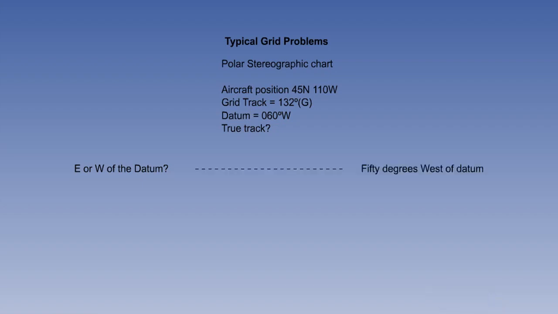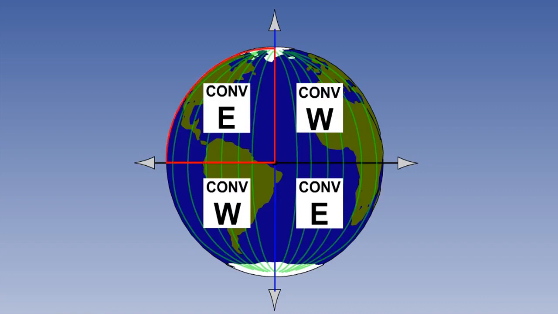The aircraft is at 110 west. The datum is 60 west. The aircraft is therefore 50 degrees west of the datum. Is that east or west convergence? We're in the northern hemisphere. It must be easterly convergence.